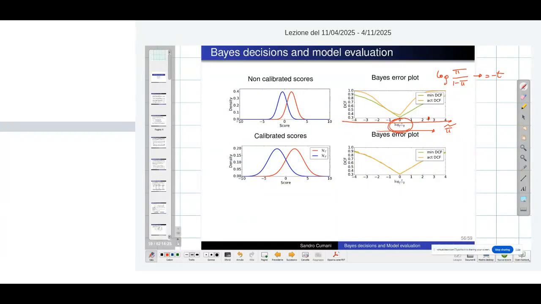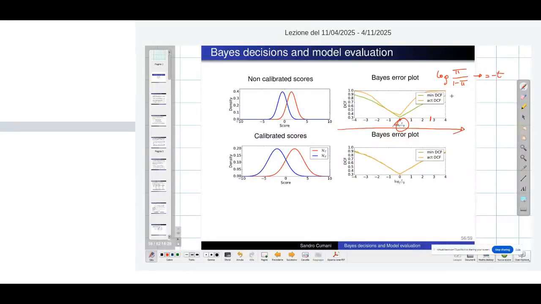Then every value here will correspond to a pi, because if this is equal to x, it means that for each x, pi tilde divided by 1 minus pi tilde is equal to the exponential of x. I can solve this; we will do it after the break. And this will be a function of x, which is called the sigmoid, but we will see that later. So not important now. But just to say that any point on this axis corresponds to one and only one prior probability pi. So it's a parameterization of the application.